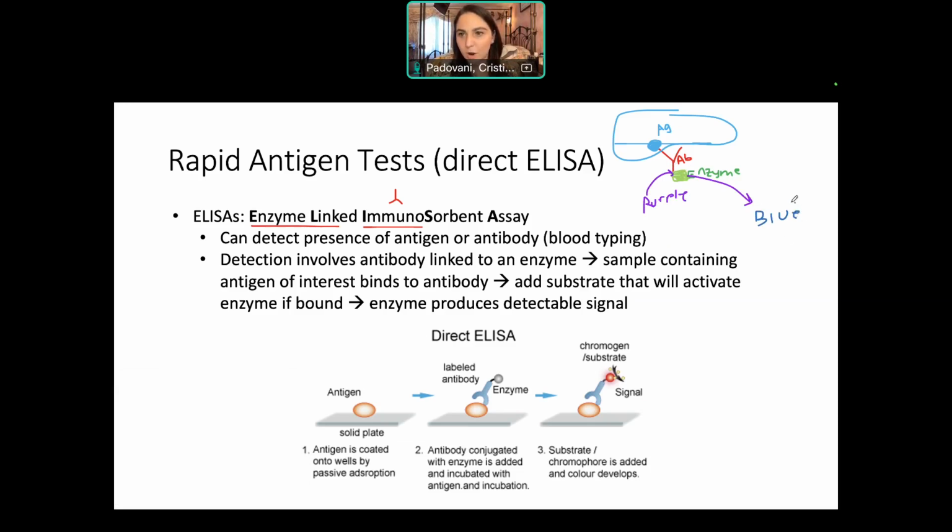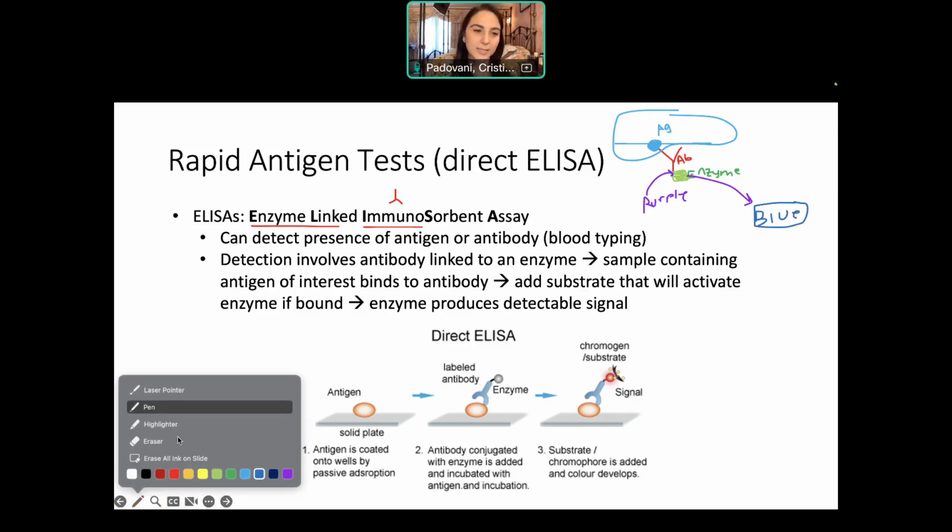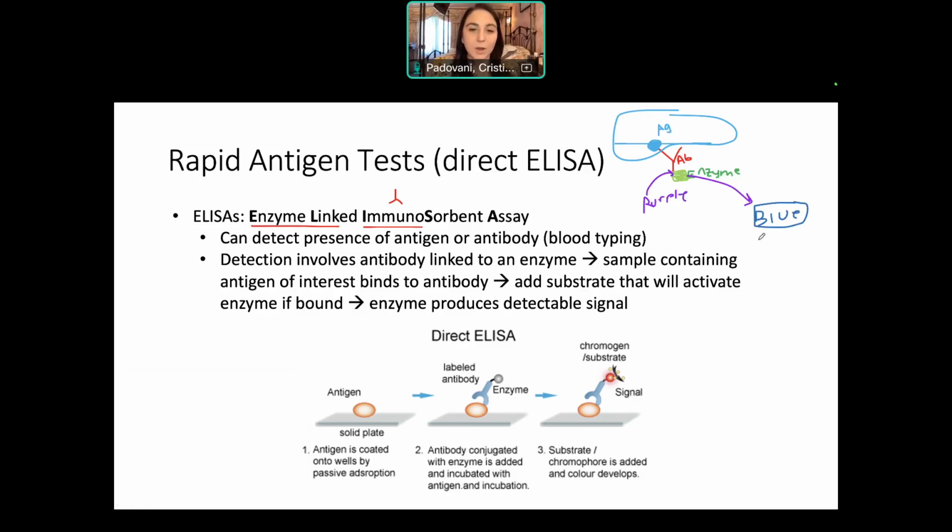The presence of this blue color is how we know that this antigen was here. What's cool about ELISAs is that they can be quantitative. If there's a lot of blue, you can say there must have been a lot of antigen. If there's only a little blue, then maybe it didn't have as much antigen. So you can quantify. That's why people like ELISAs in the lab. Hopefully that quick explanation of ELISAs makes sense.